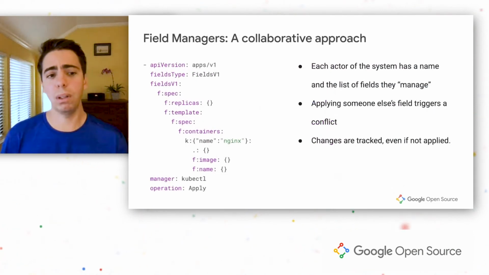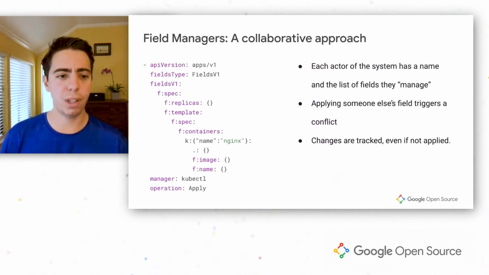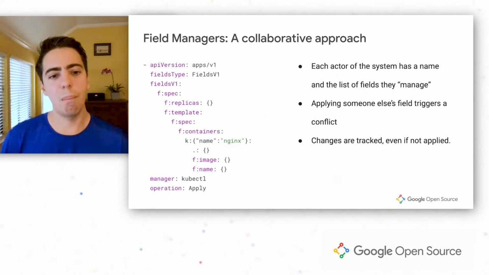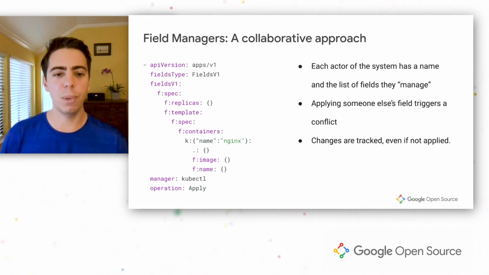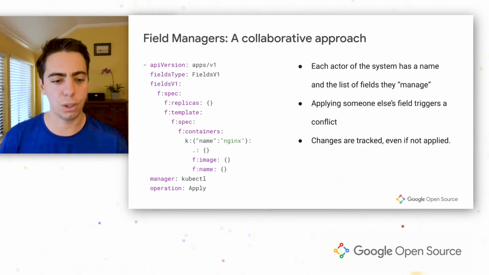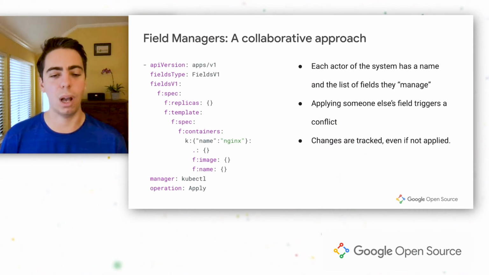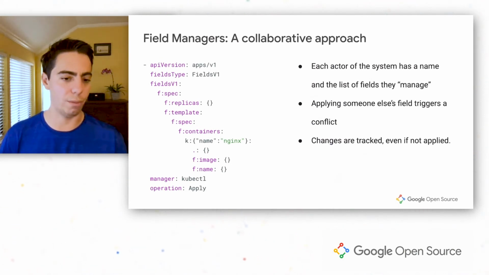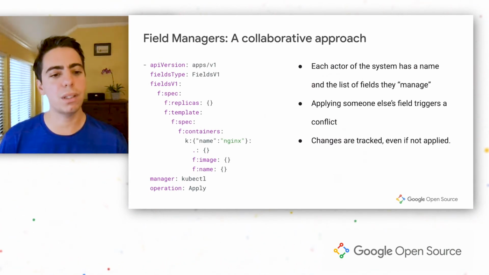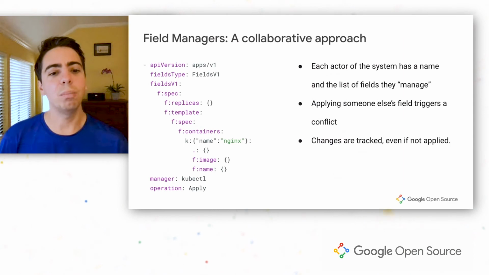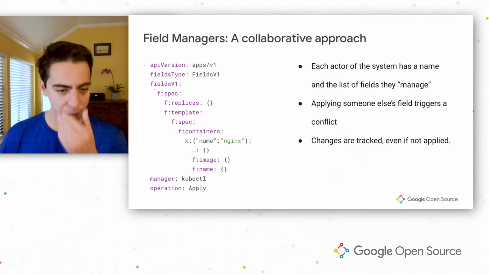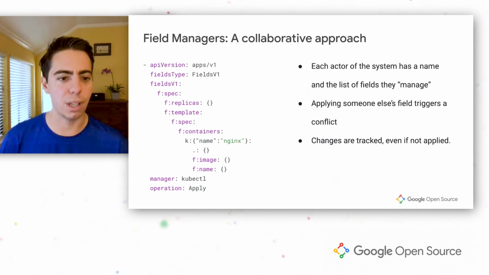How does that work? Well, because we want the collaborative approach, we've decided to create managers. So managers are actors of the system. We believe that configurations have many actors acting on the same configuration, and we want them to work together well and prevent any problem that could happen if someone is trying to change a field that you have an opinion about. So each actor in the system has a name. As you can see on the left, we have the manager, which is kubectl in this case, and each actor has a list of fields that they manage. It's actually not a list; we could call it a set.